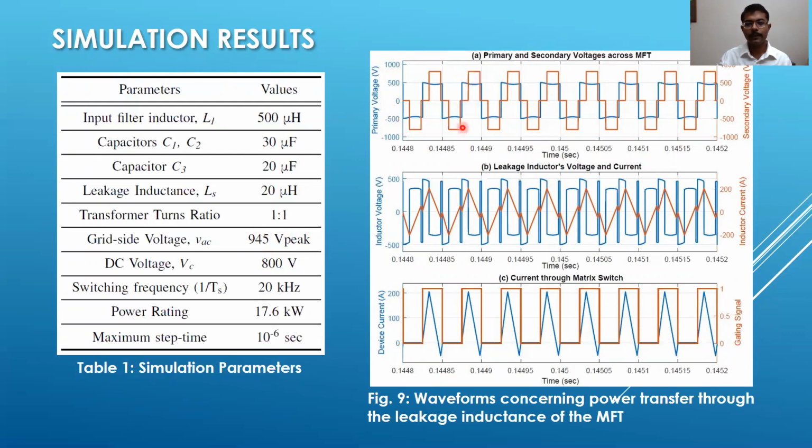And we can see here the primary and secondary side voltages across the medium frequency transformer in mode 1, and the leakage inductor's voltage and current as they would be due to the pulses from both the sides, and then the current through the medium frequency transformer's leakage inductance. Also, I've shown here the current through the matrix switch and the gating signal. So here you can basically capture the waveforms that are concerned with the power transfer through the MFT according to the design modulation scheme.